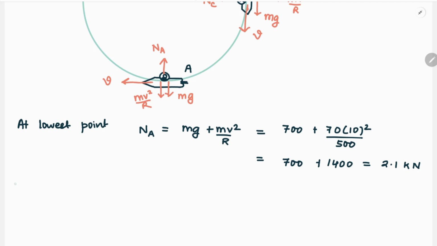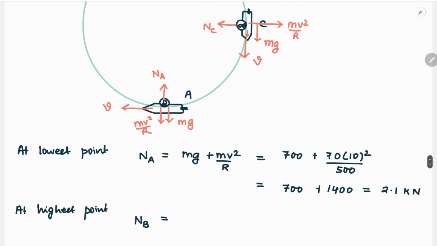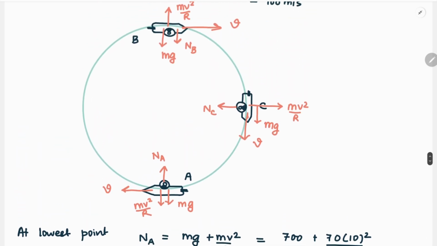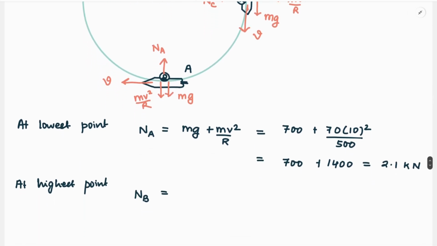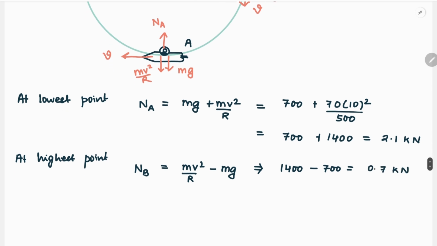Now at the highest point, which we consider as NB, we write that NB is equal to mv square by r in the upward direction, and then mg. So we write it as mv square by r minus mg. If we put the values which we have already calculated, 1400 minus 700, we get this value as 0.7 kilonewton.